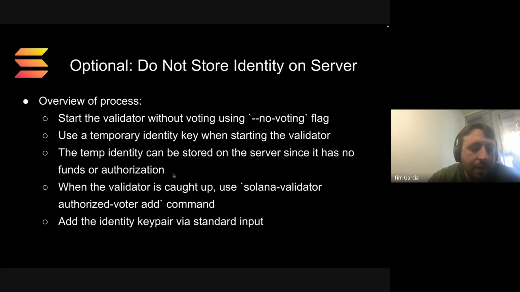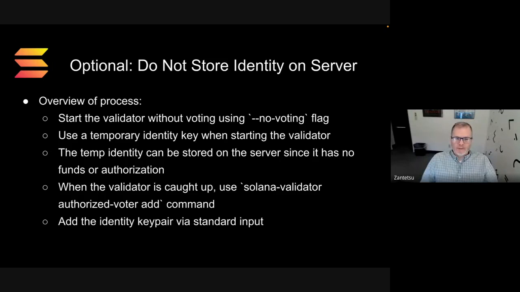And because the identity key should have no funds in it, it doesn't matter if you keep it on the server. So you keep that key on the file system, run the validator, and then when the validator is running, caught up, you can use the command solana-validator authorized-voter add and copy and paste in the identity key array of numbers, essentially the JSON contents, into the standard input. You don't have to wait till it's caught up or even close to catching up. You can just do it as soon as you start the validator.